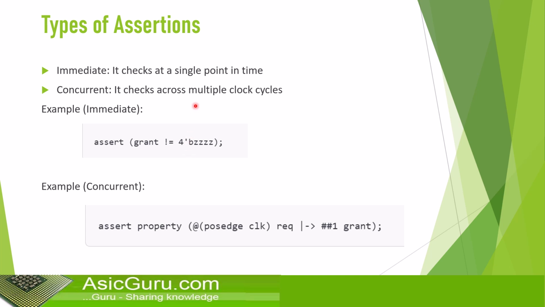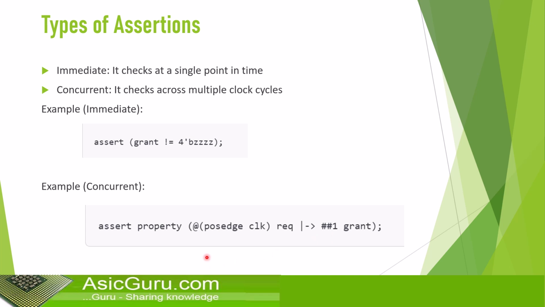Next we have concurrent assertions. In a concurrent assertion, we include those checks that happen over time, meaning they are spread across multiple clock cycles. Here is an example to understand concurrent assertions. Here in assert, we are using a property. This checks that if req is high on the positive edge of the clock, then grant should follow exactly one clock cycle later. Let's understand this statement.